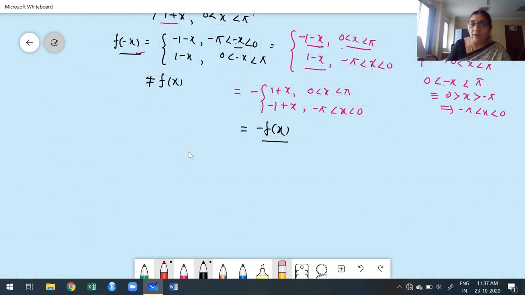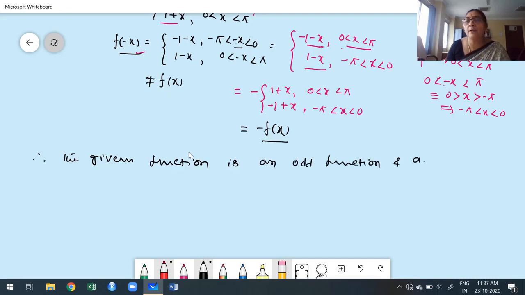Therefore, what we are going to write here: therefore, the given function is an odd function. And what are the values? a naught and an are 0. You already know that. Now, especially for a splitting function, once we know it is even or odd, it is easy to calculate. It is not necessary to take the entire range. It is enough to take either minus pi to 0 or 0 to pi.